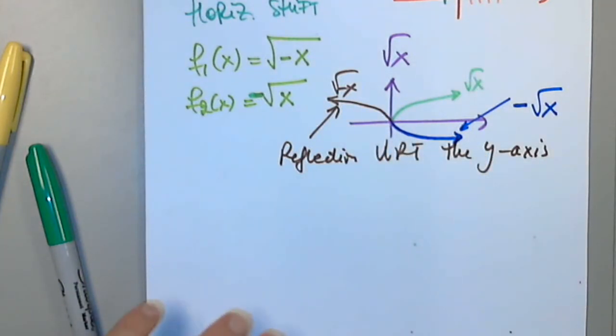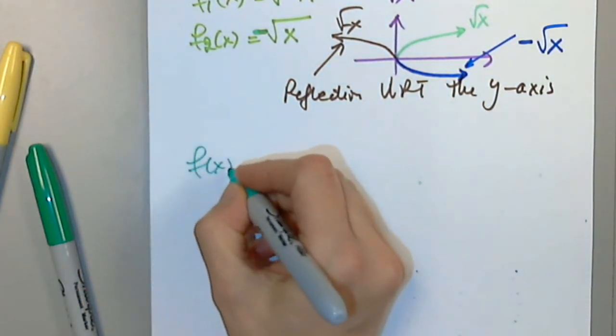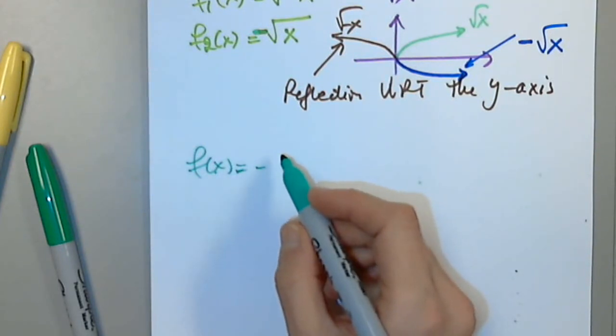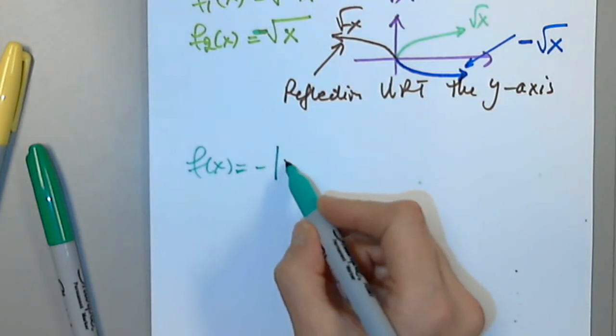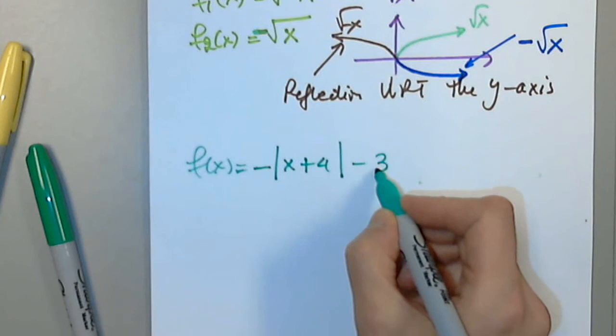Now I'm going to look at a combo. So let's say f of x equals negative the absolute value of x plus 4, and -3.